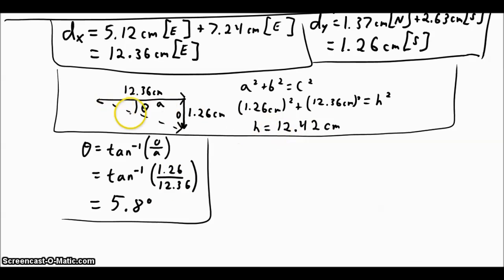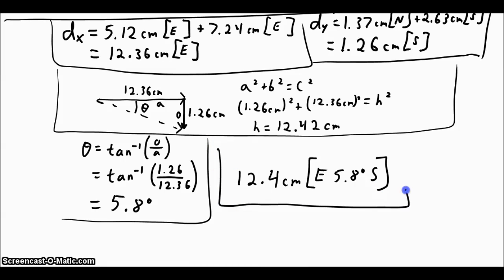So the hypotenuse over here is the magnitude of our vector, so we're going to write 12.4 centimeters. And our direction, well, we went east and then south. So it is east and 5.8 degrees south. Box around it, and we're done.